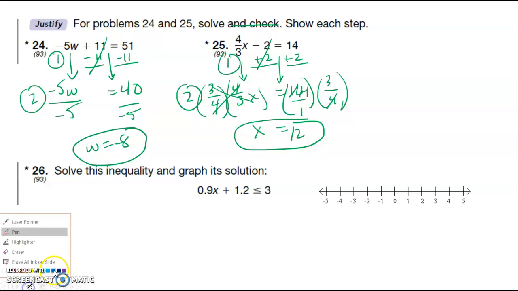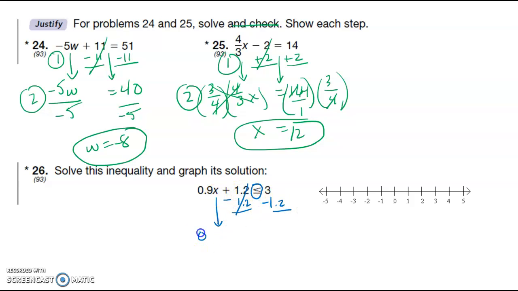Solve the inequality and graph its solution. We're going to treat this as an equals-ish. We just did 2 problems like this, so the first thing we do is either add or subtract. Right now I'm adding. I want to get rid of that, so I'm going to do the opposite. This goes away, 0.9x I'm just going to keep like that. 3 minus 1.2 is 1.8. Divide, divide. That goes away.